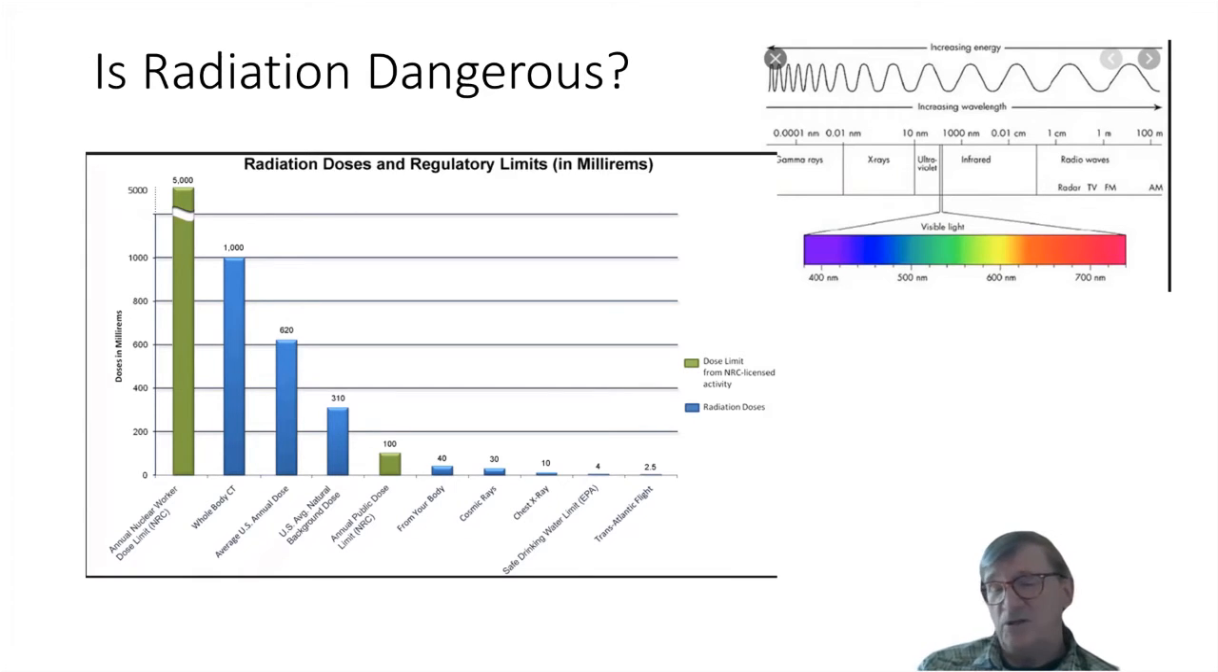For example, the far right column, which is very small, shows 2.5 milligrams for flying transatlantic. So that means there's a risk associated with radiation damage just flying to Europe.